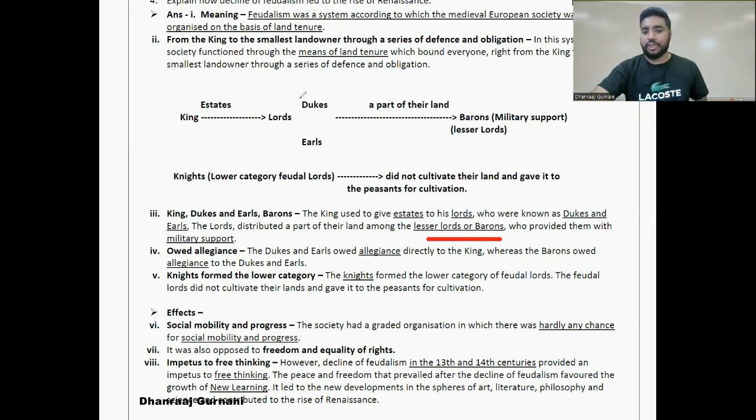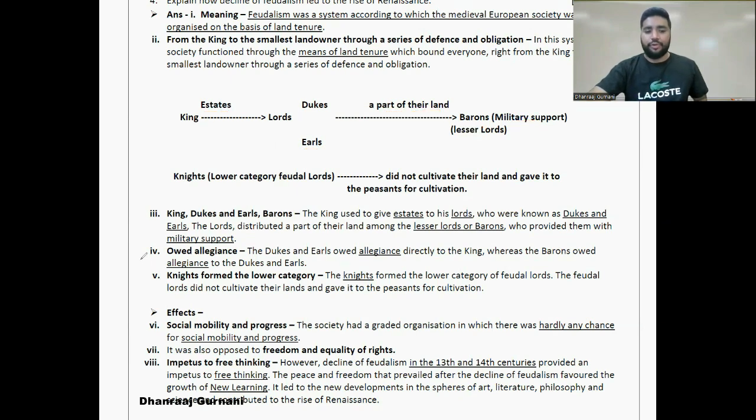Here I've given you a flow chart for simple reference. King is giving his estates to lords. These lords are called dukes and earls. Dukes and earls gave a part of their land to barons. Barons who were lesser lords in return gave military support. Simple flow chart for remembrance.